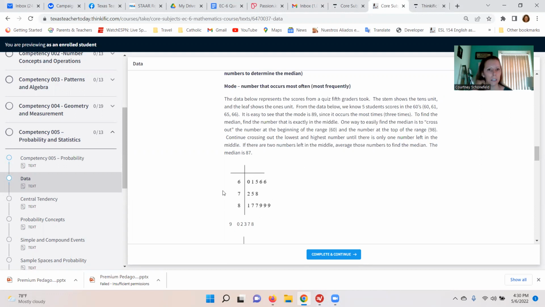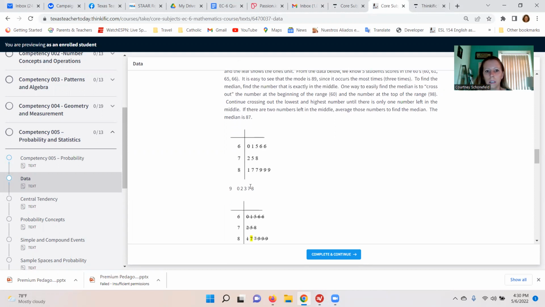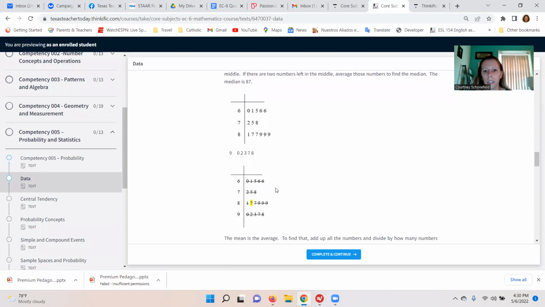So when you see a stem and leaf plot, the main thing to know is that it helps you figure out the mean, median, and mode in a quick way, right? So let's look at this. To find the median, it's easy. You want to find the number that's in the middle. So what you're going to do is cross out the numbers, like one number here and one number there.